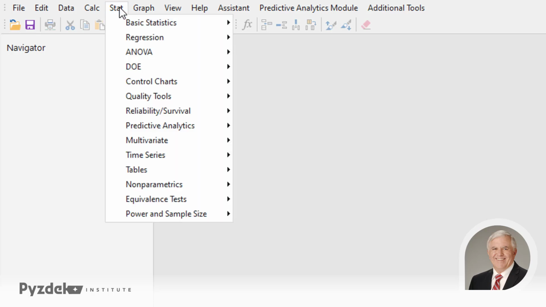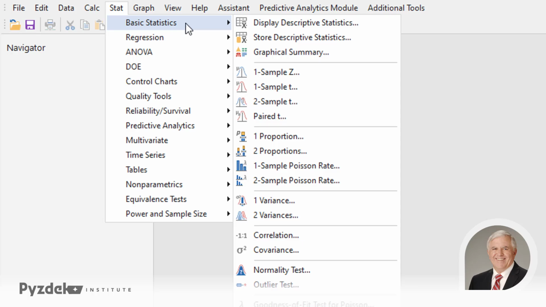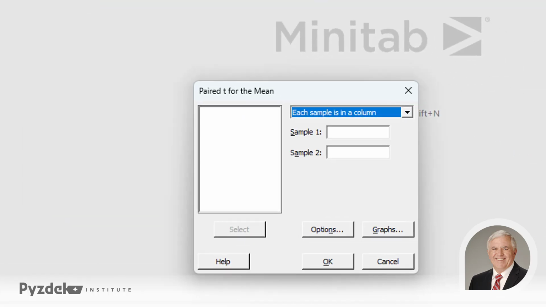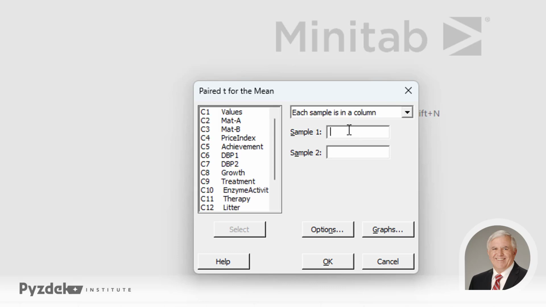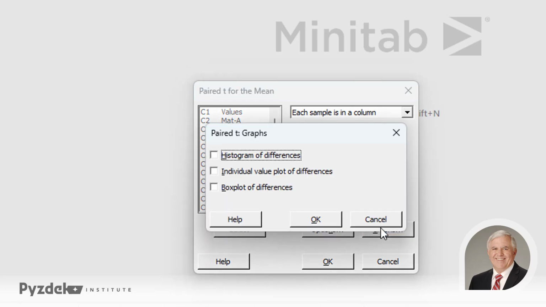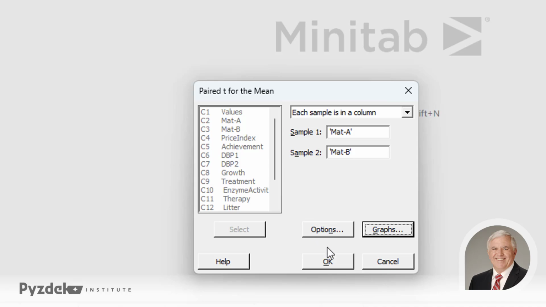So as usual, we go to Stats, and we also go to Basic Stats again, and we find the option for Paired t. So what I have is each sample is in a different column. One column has the sample for material A, the other has data for material B, and let's just look at some graphs. I'd like to look at the box plot of the differences and see what it looks like graphically. And I'm going to click OK, and click OK again.